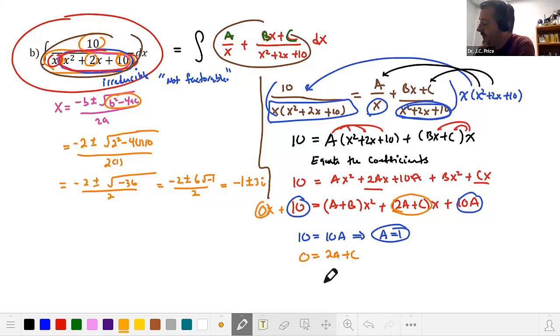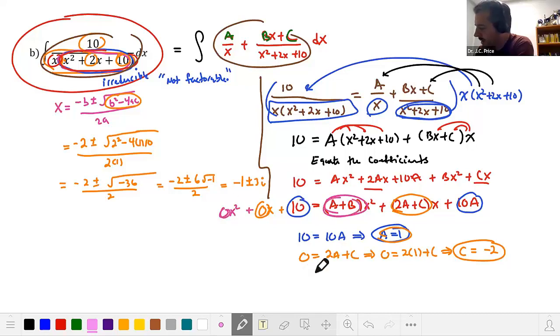Well, that gives me some really quick information. Since I know A is 1, this is going to imply 0 is equal to 2 times 1 plus C, which tells me C right away. So C is going to be equal to negative 2. I just move that 2 over to the other side. And so now that I have C, I need to figure out the last term. So now the last term, I have this A plus B on my x squared, and over here, I don't have an x squared term. So I just take 0 and set it equal to A plus B. And again, we know A is equal to 1. So this tells me 0 is equal to 1 plus B, which tells me B has to be equal to negative 1.